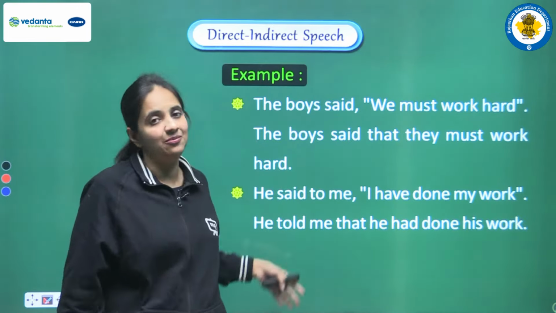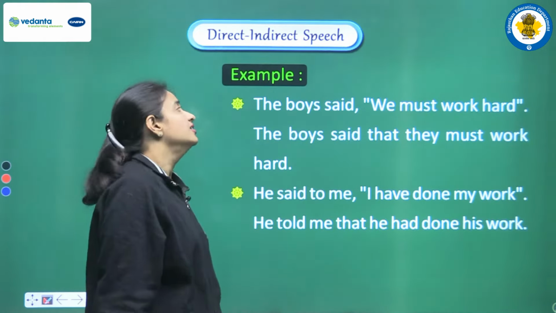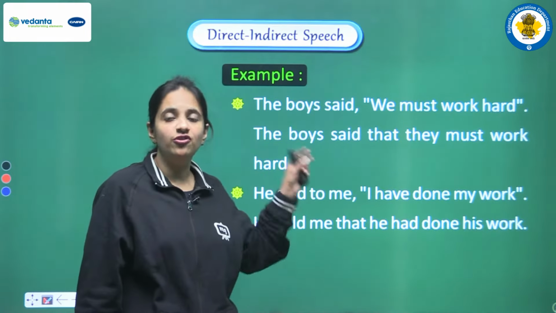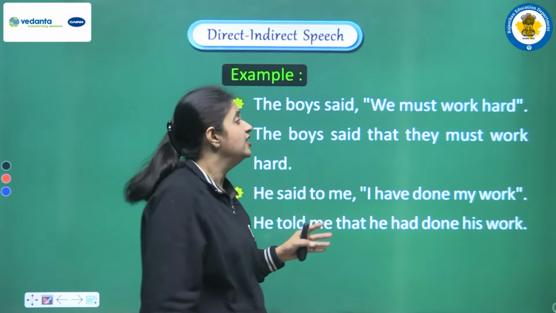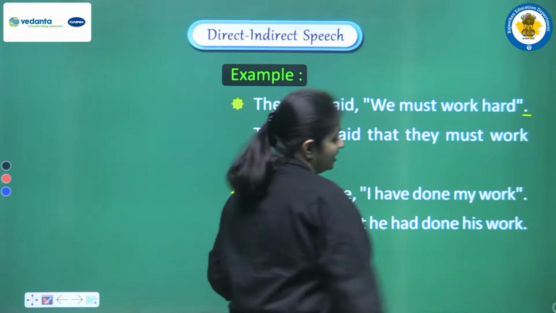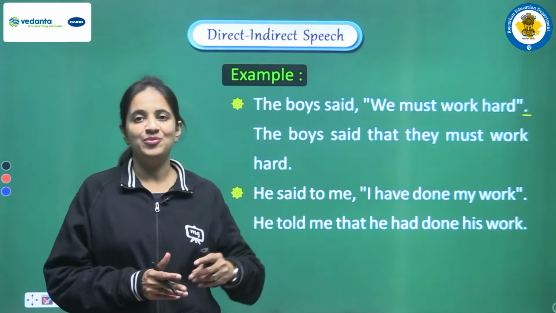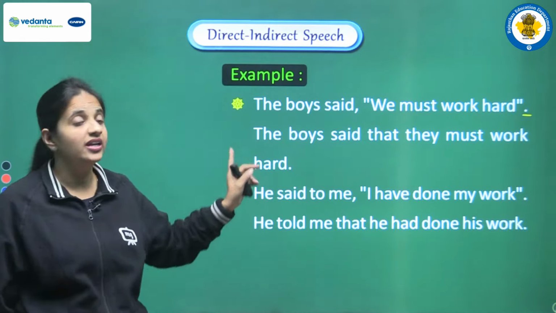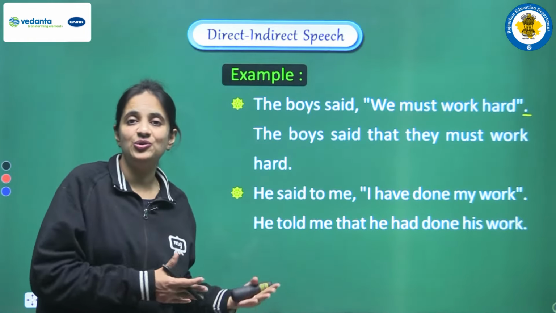So now all these examples are related with assertive sentences. So let's see the first one. The boy said, we must work hard. So first of all, focus on the type of the sentence, what kind of sentence we are having here. This is a simple statement, and in the end of the sentence we have one full stop. So yes, this is an example of an assertive sentence. Now we are doing the changes because we are converting this direct sentence into an indirect one. So step by step we will do all the changes.